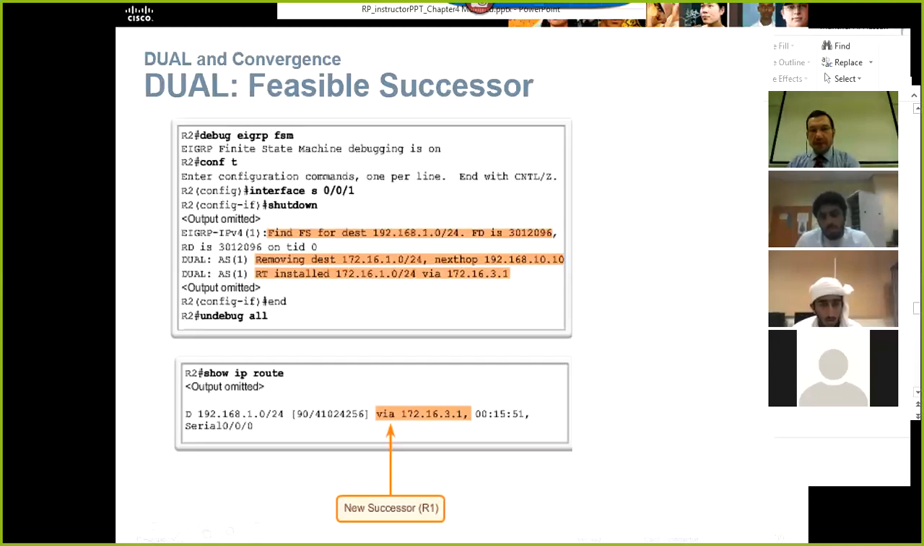Show IP route. Okay. In this particular case, I did have a feasible successor. So now it's gone to this new feasible successor. It changed from 192.168.10.6 to 172.16.3.1.